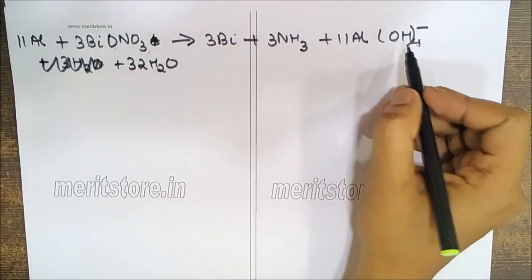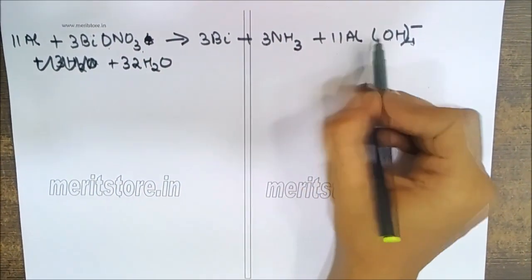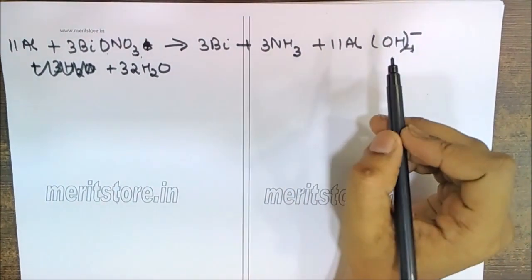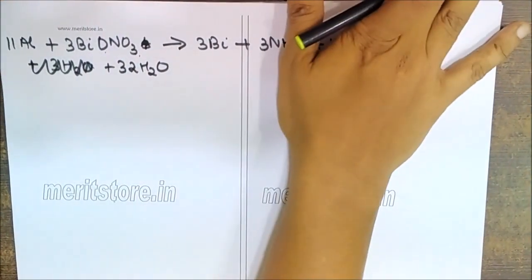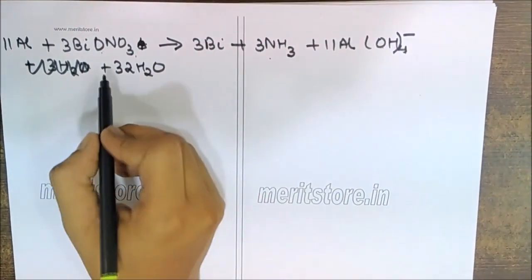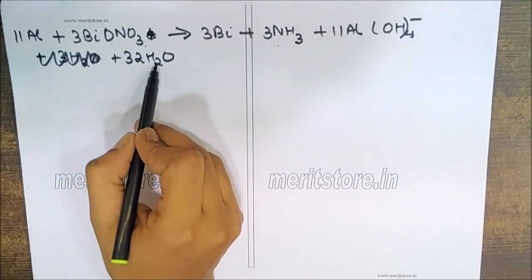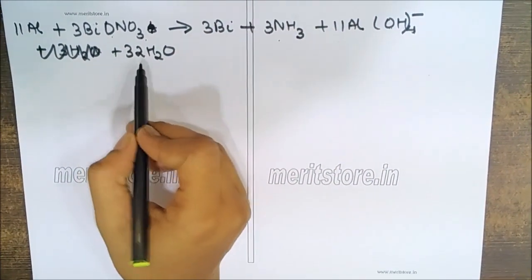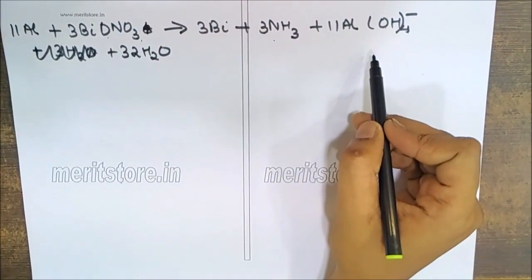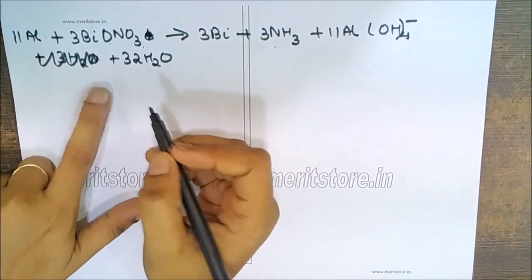Next step, we need to balance the number of hydrogen atoms. Now look here. 3 into 3 is 9. And here it is 4 into 11, 44. 44 plus 9 would give me how much? 53. So here there are 53 hydrogen atoms. And here, how many hydrogen atoms are there? 32 into 2. That is 64. Okay. So here there are 64 hydrogen atoms. And here there are 53.